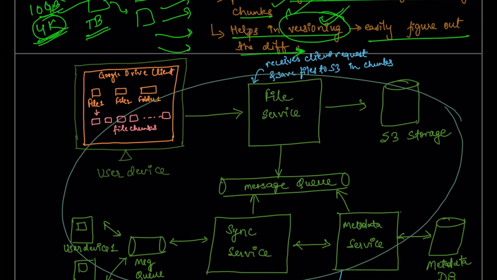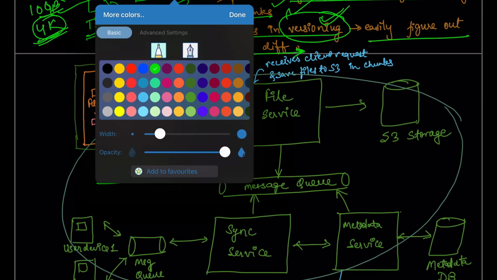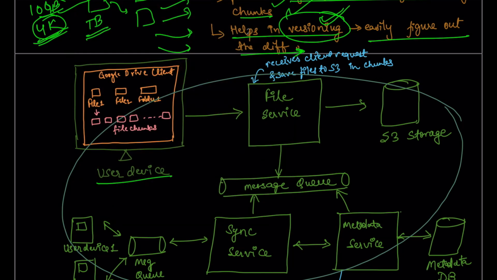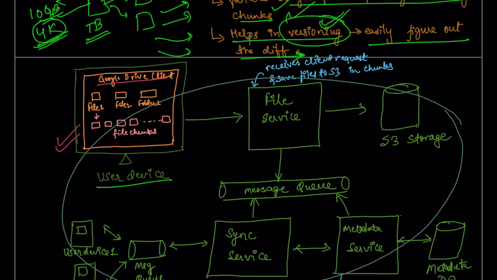Okay, so let's start from our user device. Let's change the color of the pen. So we are here with crazy pink. Okay, so you have a Google Drive client, right? You are either using a web application on a website, or you are using Google Drive's application on mobile or your iPad or any device which you are using.